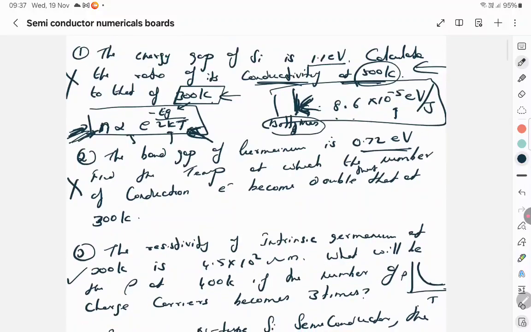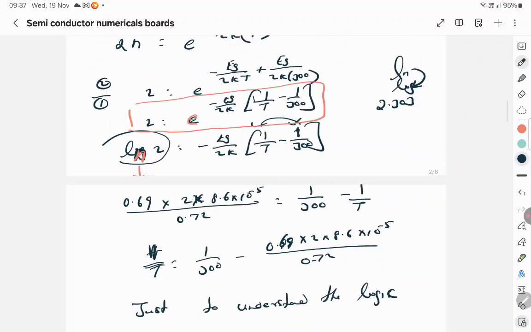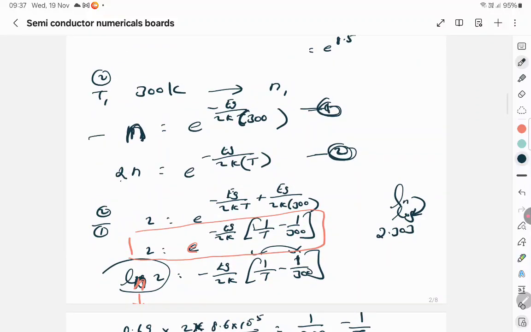Next question, this is the second question, where the band gap for germanium is 0.72 electron volt, Eg, the forbidden energy gap. Find the temperature at which the number of conduction electrons becomes double that at 300 Kelvin. n is the charge carrier, when will it become 2n? At what temperature will it become 2n? So let's take the second question. Let's take n and 2n. You write this equation is equal to some proportionality constant.